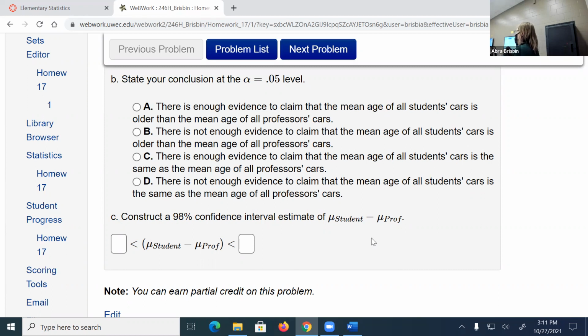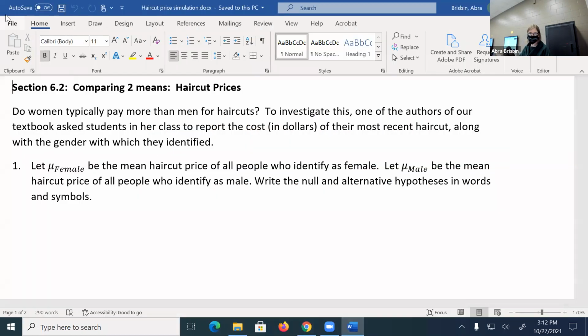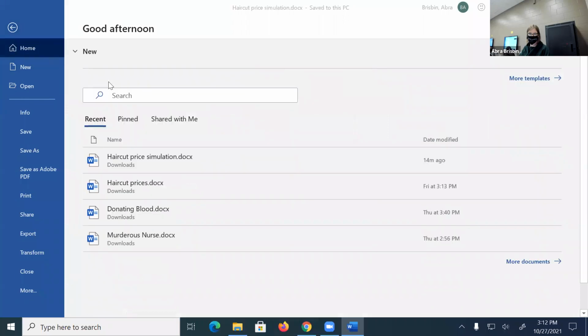So what calculator function did you see in the video for today about finding that confidence interval? Yeah, that's a 2 sample t interval. So that goes along with the 2 sample t test. It's just the confidence interval version of analyzing the same research question, same pair of variables. So here we'll use a 2 sample t interval. Let's grab a fresh document.